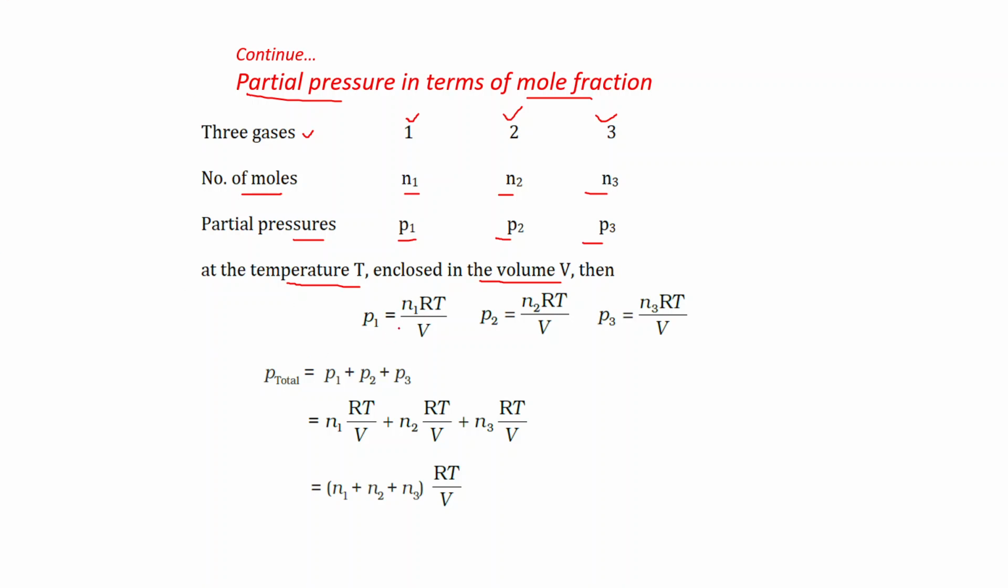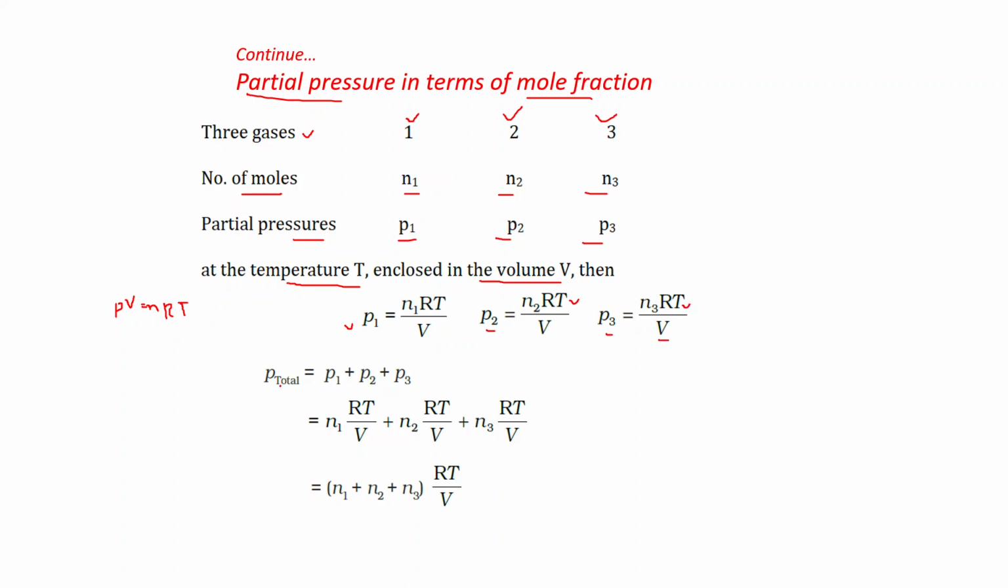Then we can write P1 is equal to n1RT by V. This is according to the ideal gas equation, PV is equal to nRT. In the same way, we can write P2 is equal to n2RT by V, and P3 is equal to n3RT by V.